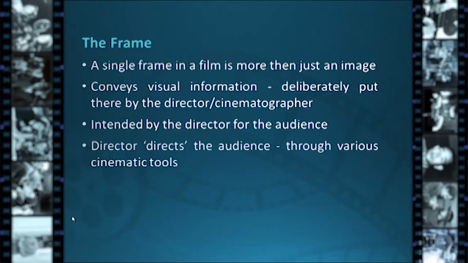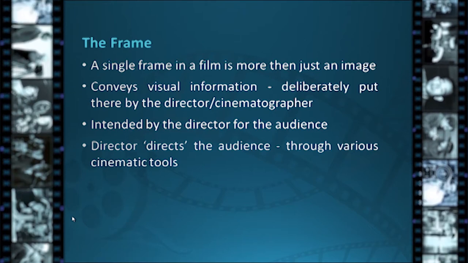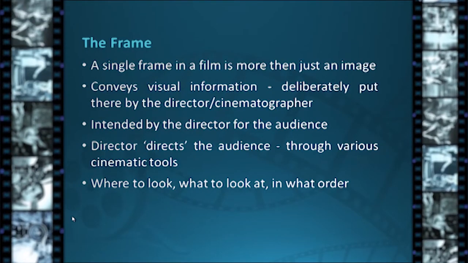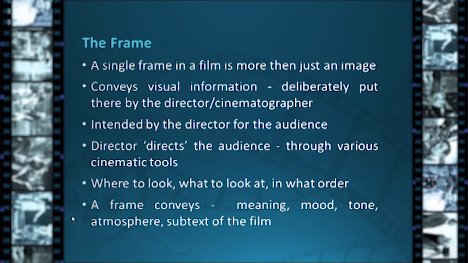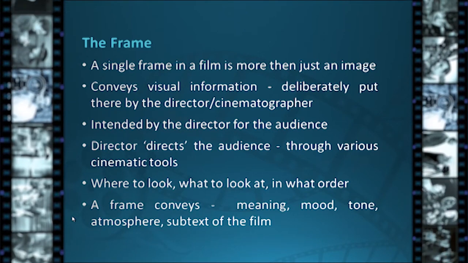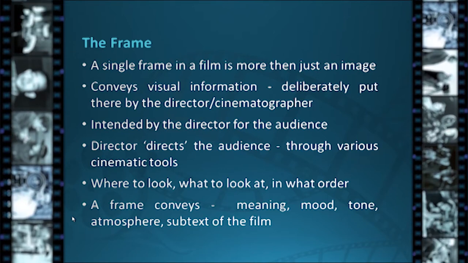Now, of course, as we discussed the various cinematic tools, the director does this through using these cinematic tools. Please be very, very conscious when you watch a film, because you'll realize that the director actually tells you where to look, what to look at, and also in what order. So, all these things the director is able to communicate in one single frame. A frame is able to communicate meaning or mood or tone or atmosphere and also the subtext of a film. And that's how important the frame is.